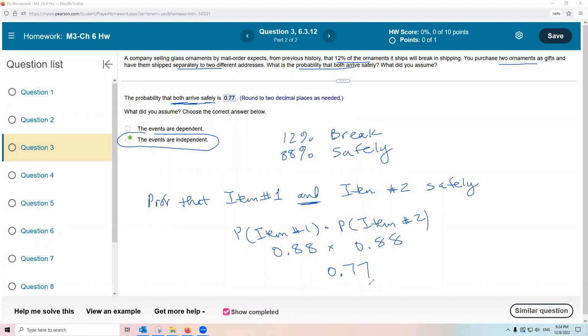So I had to recognize here that they wanted the probability of both items arriving safely. The way you can figure that is take the probability that one arrives safely times the probability the other arrives safely. That's valid when the two events are independent.